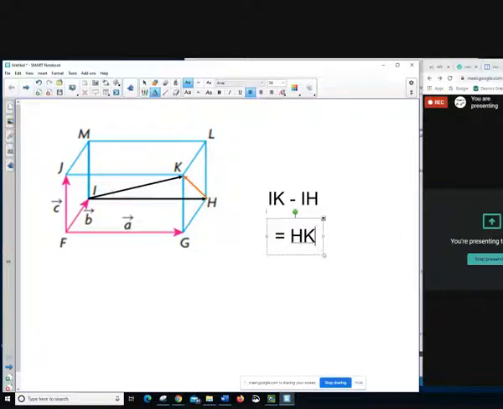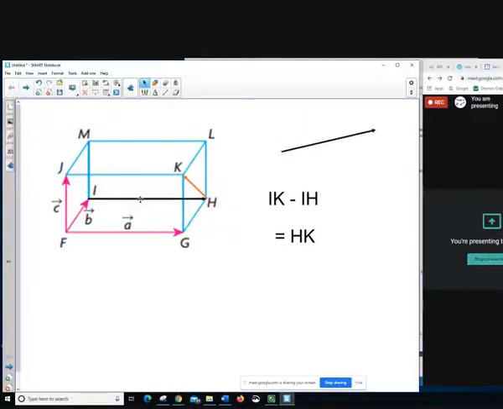So the first thing I did is I drew these two vectors. So IK is that diagonal. There's one vector. IH is this vector here. Oh, sorry, the first one. Yeah. Okay. So let me get rid of these things for now. Let's get these out of the way.